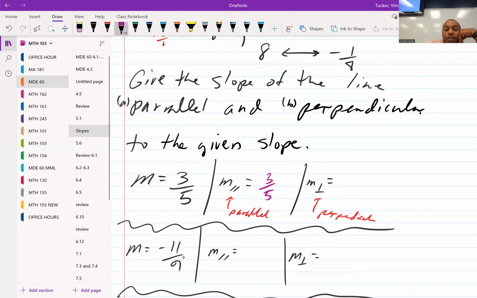Now perpendicular, remember, it has to be the negative reciprocal. So that means you're going to flip the fraction and use the opposite sign. So if 3/5 is our original slope, that means I need to use negative 5/3.